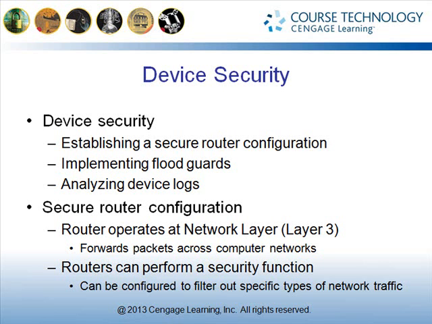Let's talk about secure router configuration to begin with. Of course, one of the most important appliances on the network today is that of the router. As we said before, routers operate at layer 3, the network layer of the OSI model, and forward packets across computer networks. Routers can also perform a security function because packets go through the router. The router can be configured to filter out specific types of network traffic.